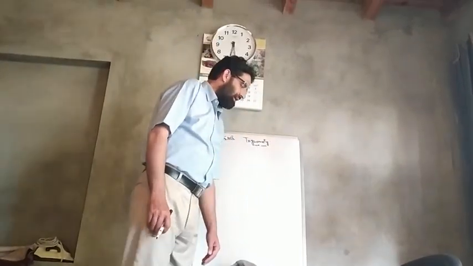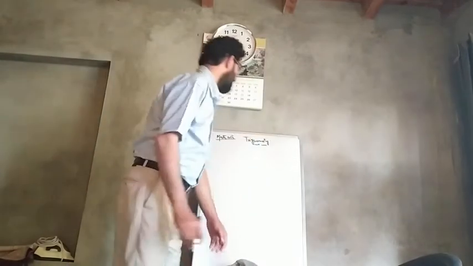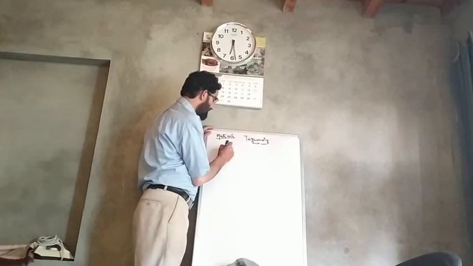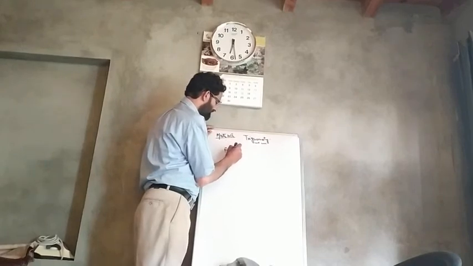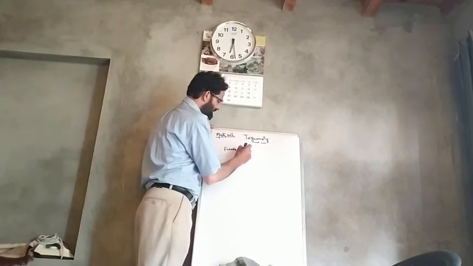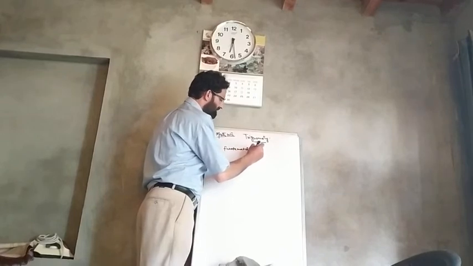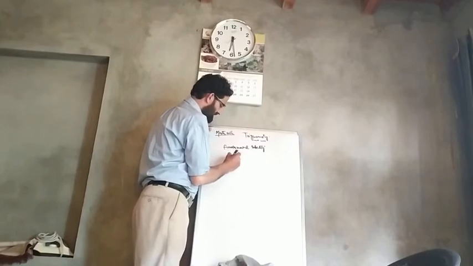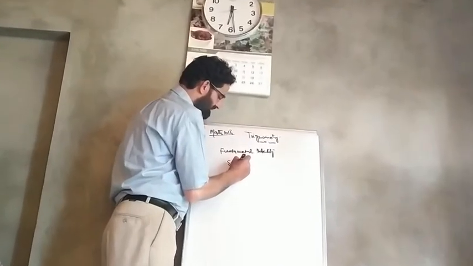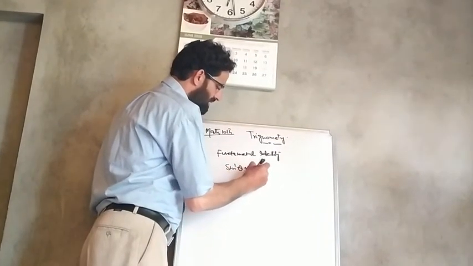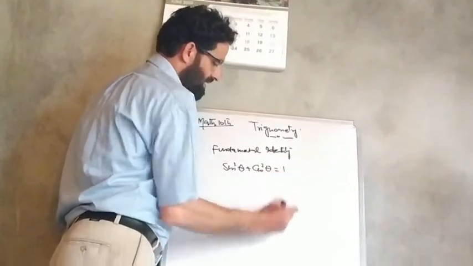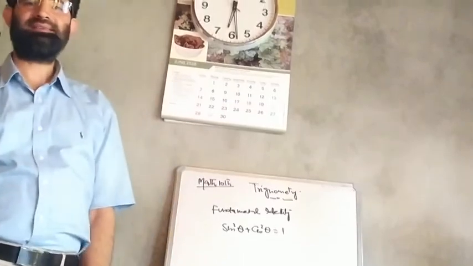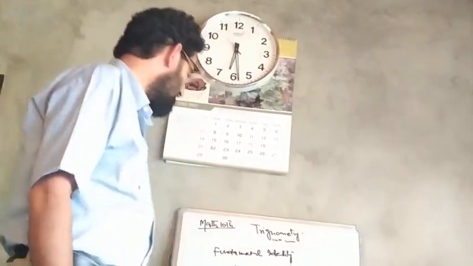Today we are going to derive some identities. The first identity is called a fundamental identity: sin square theta plus cos square theta is equivalent to 1. This is called the fundamental identity. Now let us discuss how to derive this fundamental identity.